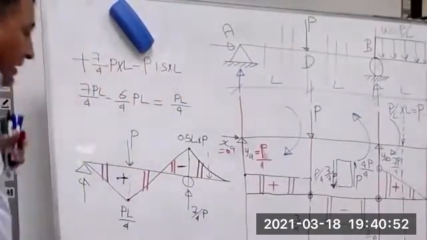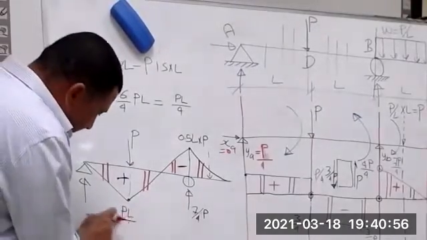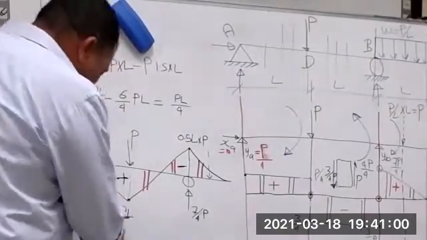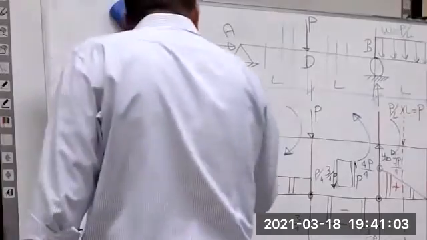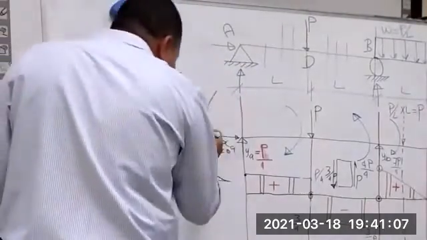What is the maximum moment here? Maximum moment is 0.5 B. This is 0.25 BL over 2. And what is the maximum moment then? 0.5. I will take this value.